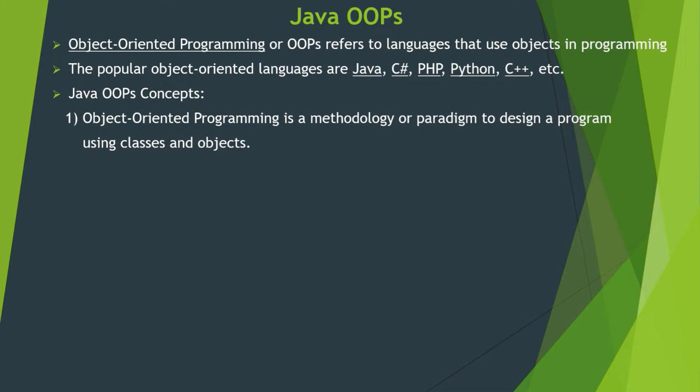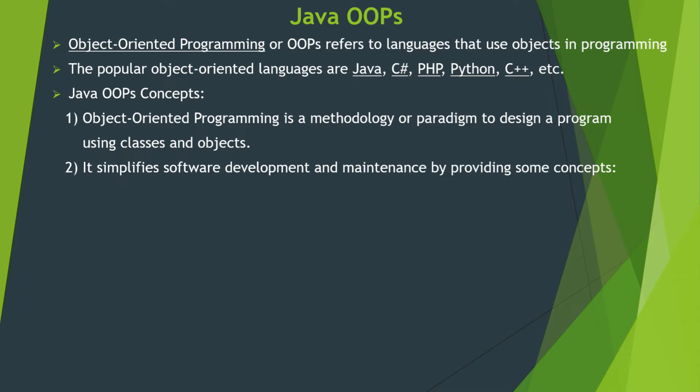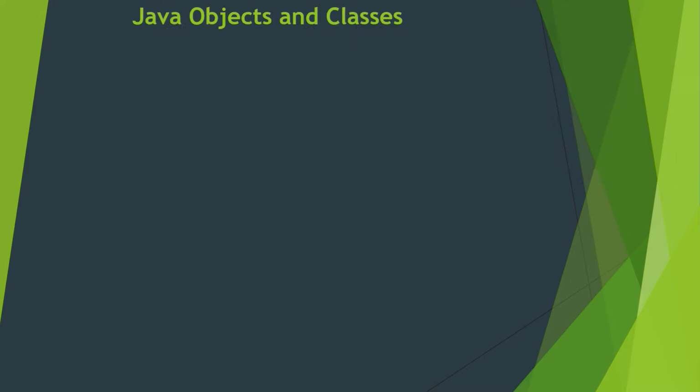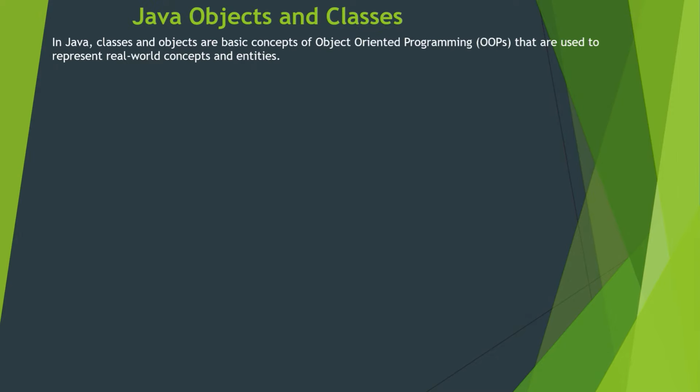Object oriented programming is a methodology or paradigm to design a program using classes and objects. So in any object oriented program, to design a program, we need a class and we need an object. It simplifies software development and maintenance by providing some concepts like object, class, inheritance, polymorphism, abstraction, and encapsulation. So this session is all about objects and classes in detail. We will be covering inheritance, polymorphism, abstraction, and encapsulation in the upcoming sessions. So let's start with objects and classes.